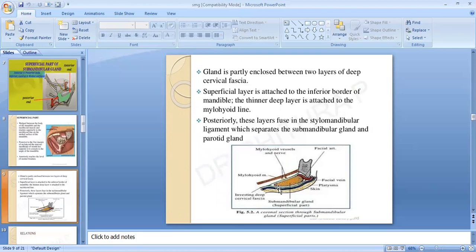The gland, as we have discussed, is enclosed by a deep fascia, and this deep fascia has two layers. It is the deep cervical fascia. The superficial layer is attached to the inferior border of the mandible. The thinner, deeper layer is attached to the mylohyoid line. Posteriorly, these layers fuse in the stylomandibular ligament, which separates the submandibular gland and parotid gland.